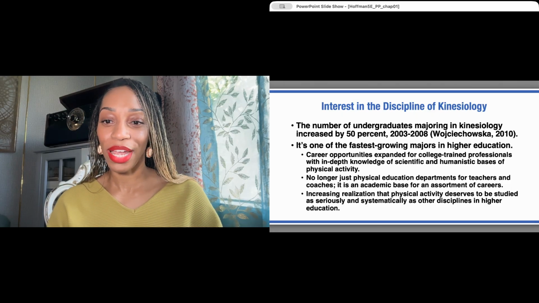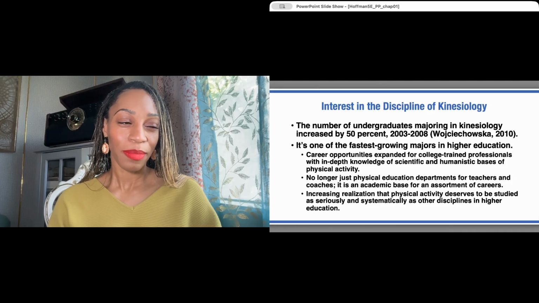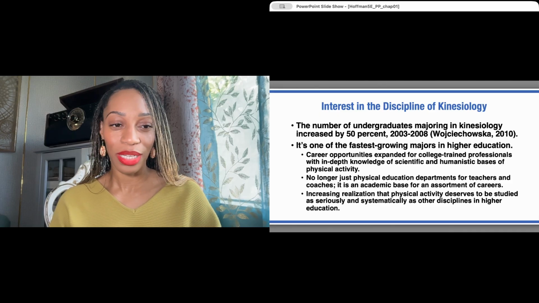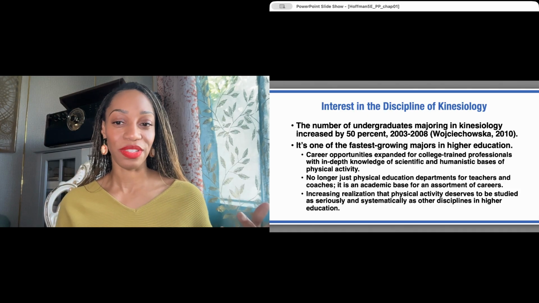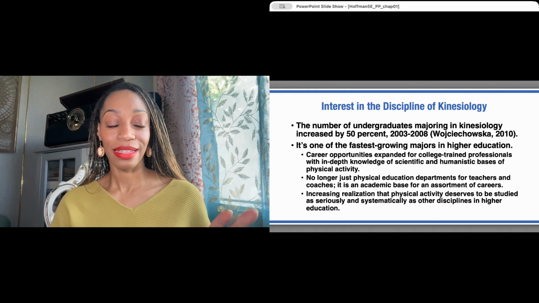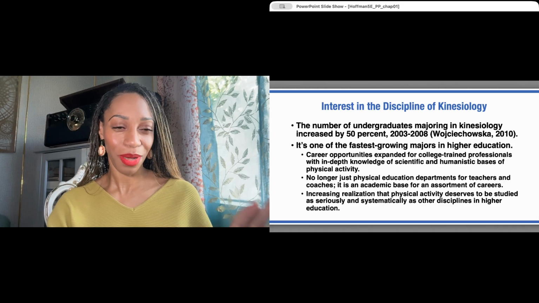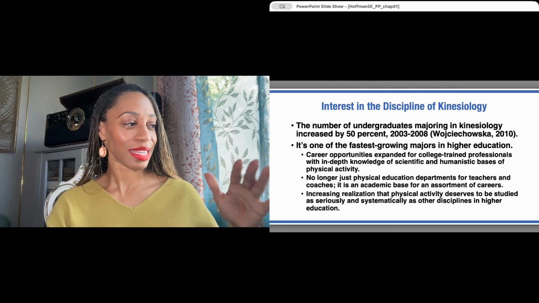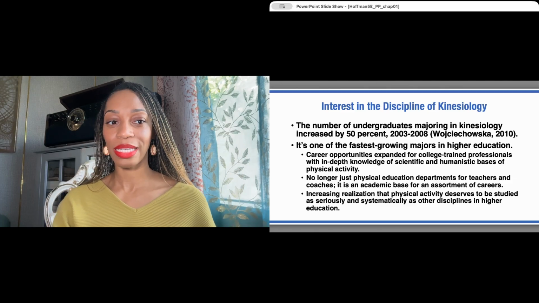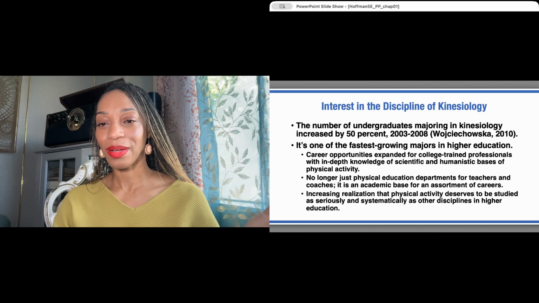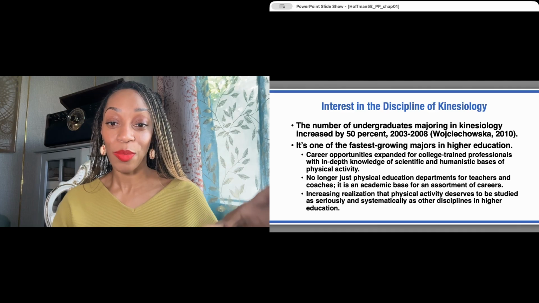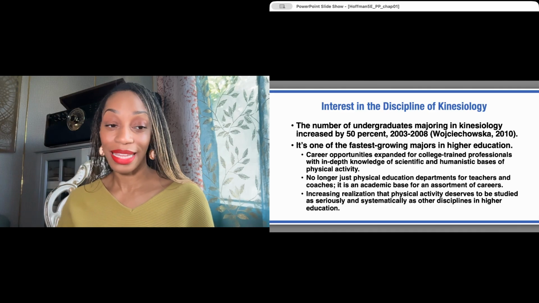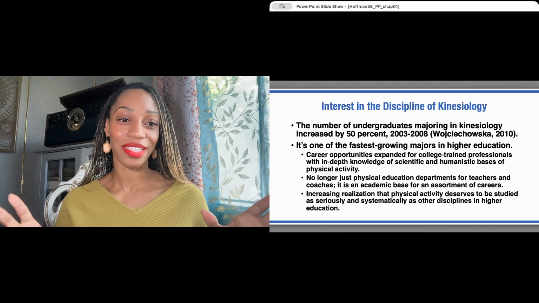So the number of undergraduates majoring in kin between the years 2003 and 2008, within that 5 year span, increased by 50%. And part of that is kin is still a very, very popular major. And I think that's evident when we see all about the sports teams and the different injuries that people get. They like to go to sports doctors to help them heal. Everyone loves athletics. Everyone loves recreational activities.